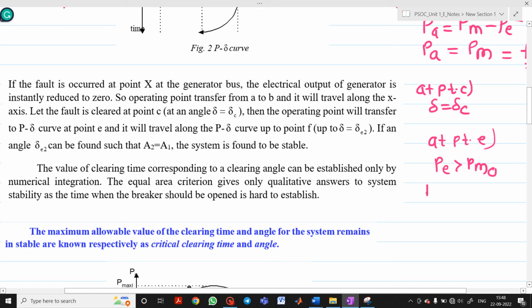So what happens because of that? You know, acceleration will be equal to PM0 minus PE or PM minus PE. More value of PE means what will be the answer? Your accelerating power will be negative. Negative accelerating power is nothing but what? It will go into a de-accelerating region or de-acceleration area. So therefore, from this point onwards, your increased speed of rotor, that is omega, will start to reduce and it will be slowed down.